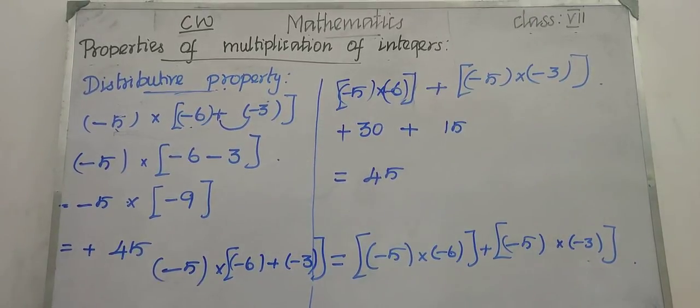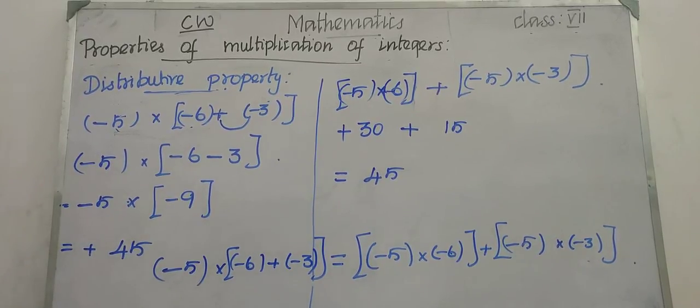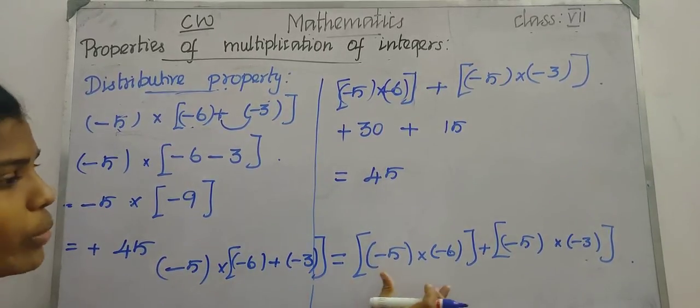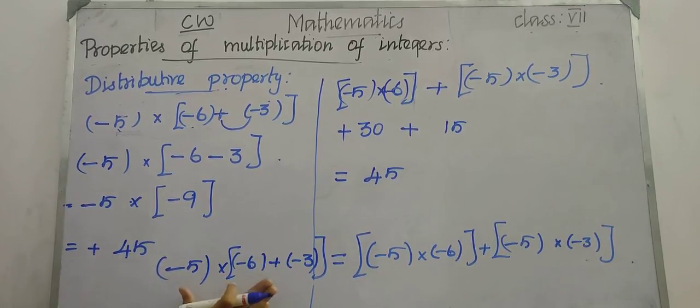Children, did you all understand? So we got both the answers as same, right? So it holds the distributive property of multiplication over addition. Just listen carefully. See how we got this? We are multiplying. This one is the question. Simply think this one is the question.